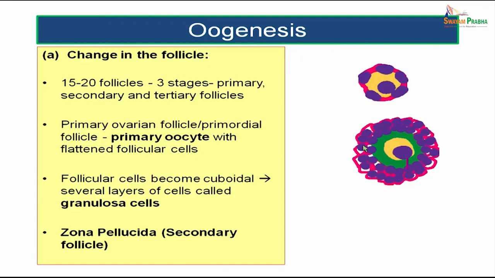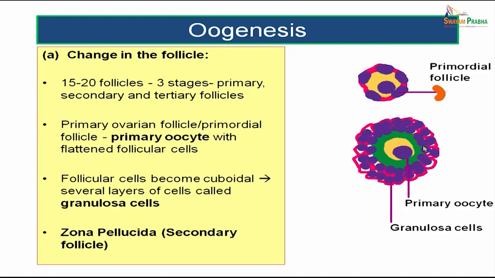As the follicles mature, towards the end of this, you call the primary follicle a secondary follicle. So this is the primordial follicle, this is the primary oocyte, you have the granulosa cells covering it, then you have the formation of zona pellucida, and towards the end of it, you call it a secondary follicle.